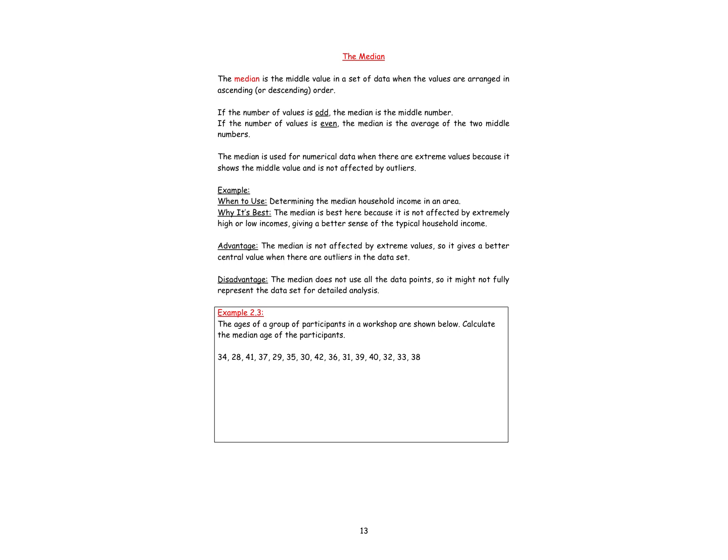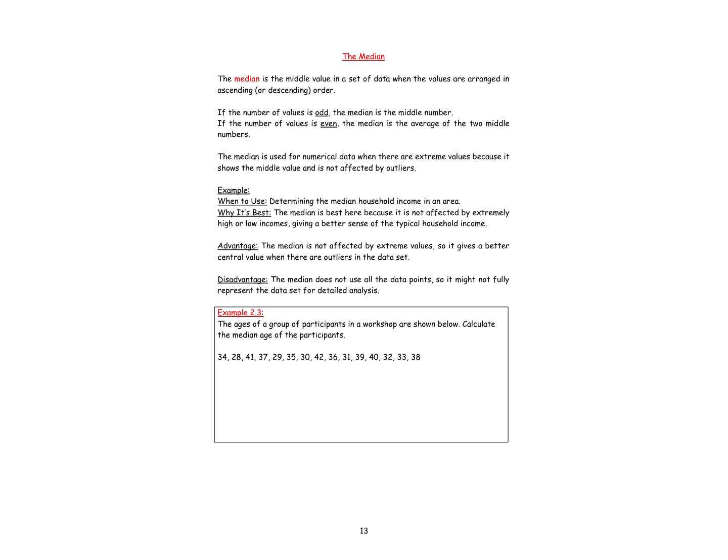An advantage of the median is it's not affected by extreme values, or outliers as they're called sometimes, and that means that it gives a better central value when there are outliers in the data set. But the disadvantage is that the median does not use all of the data points, so it might not fully represent the data set for detailed analysis. So when you're looking at the advantages and disadvantage, they're kind of the same thing. The advantage is that it doesn't use all values, so it's not affected by outliers. But a disadvantage is that it doesn't use all data points.